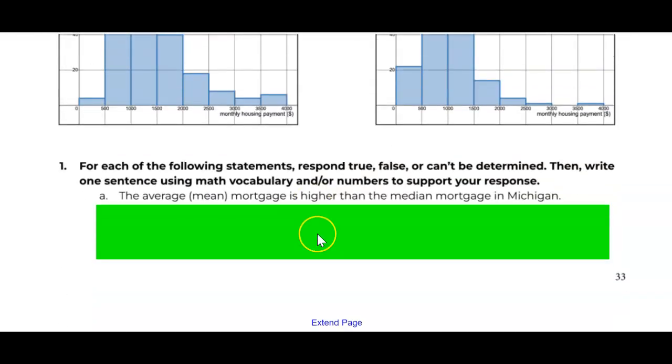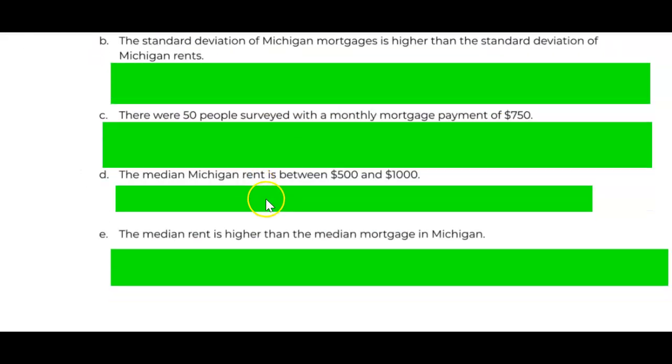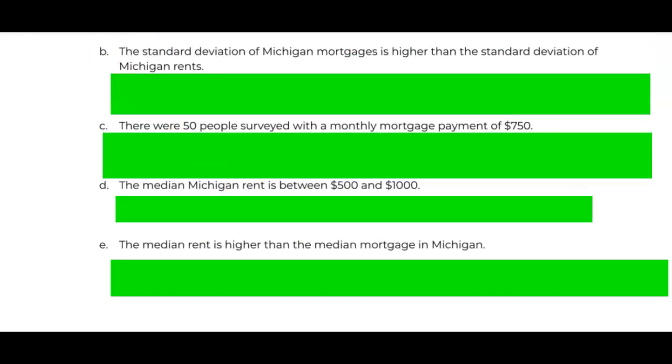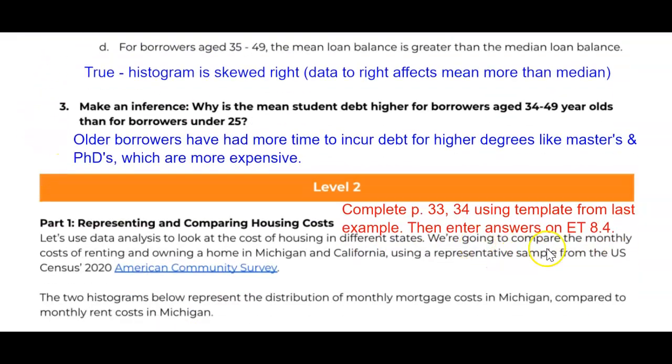So you're going to go through all of these questions on 33 and on 34, and then you're going to go back to Google Classroom, and you are going to find exit ticket 8.4, and that's where you'll enter your answers, and that's what will be graded. So you can work through that on paper first, and hash out the answers that you want, and then go on to there. Do your best with that, and that's it.